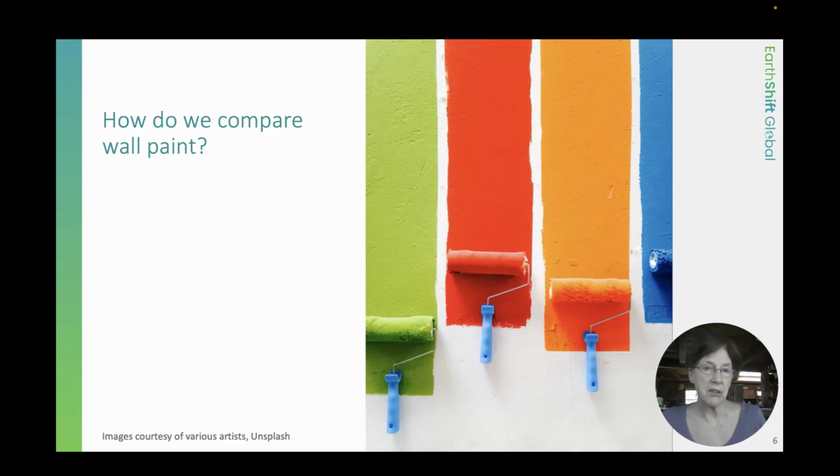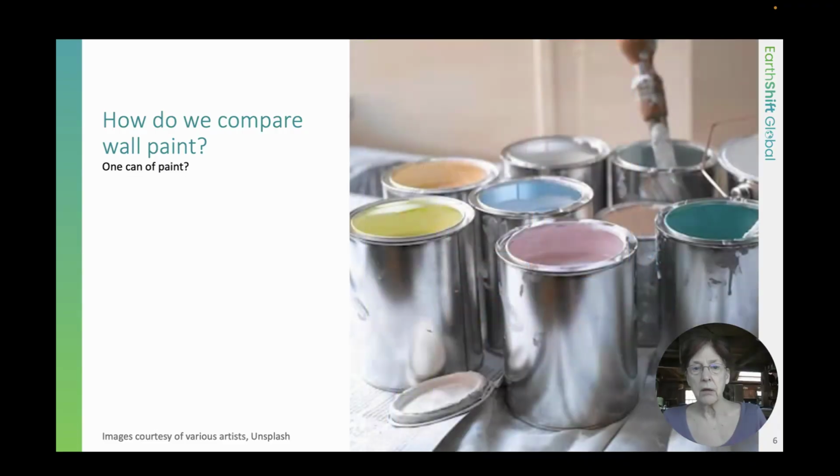All right, let's get into an example. Let's look at wall paint. What is a fair comparison of wall paint? Is it a can of paint? Well, I don't know about you, but sometimes one can of paint covers a whole wall because it's really thin, or it's really thick and it only does half the wall. So what about a meter squared of paint? Now we're getting closer, right?